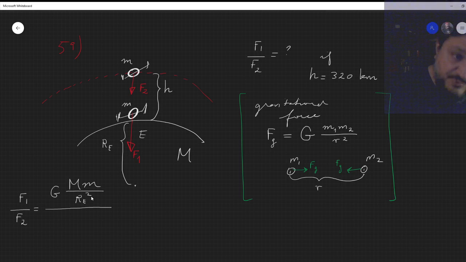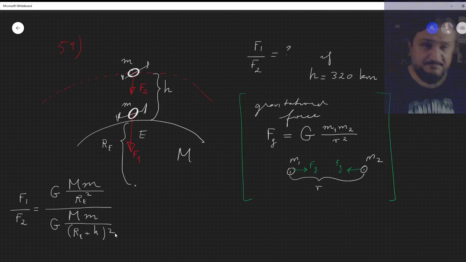When it comes to F2, though, I'm going to repeat the same formula here. Earth's mass is still there, capital M, and little m stands for the satellite mass, no change there. But now, the distance between the satellite and the center of the Earth is RE plus the altitude, which was h, right? So RE plus h, and I need the square of that. All right? So that's what you have to be paying attention to here.